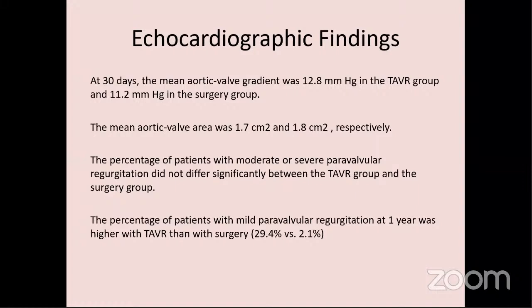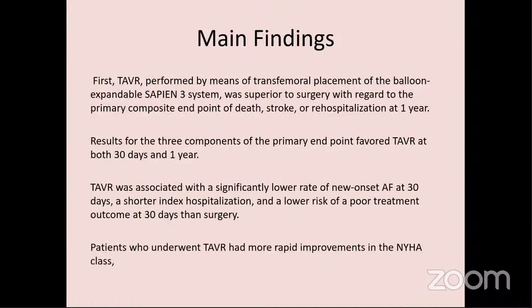Okay. The percentage of patients with mild paravalvular regurgitation at 1 year was higher in the TAVR compared to the surgical group, 29 to 2. Yes. Okay. So the main findings of the trial: first, TAVR performed by means of transfemoral placement of the balloon-expandable SAPIEN 3 system was superior to surgery with regard to the primary composite endpoint of death, stroke, or rehospitalization at 1 year. Results for the 3 components of the primary endpoint favored TAVR at both 30 days and 1 year.